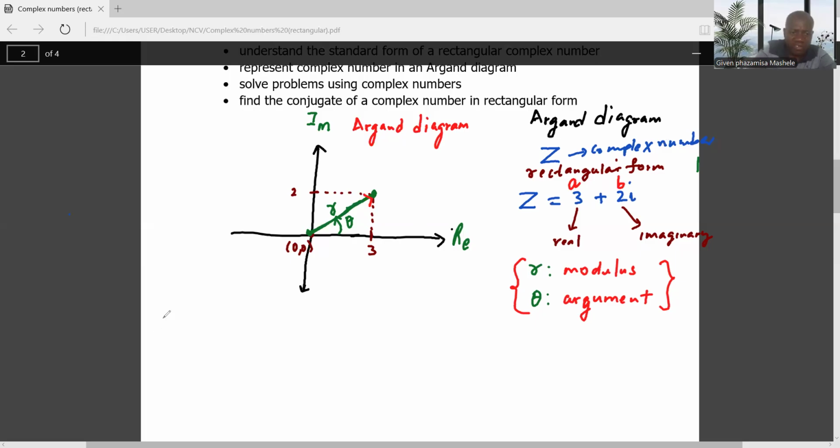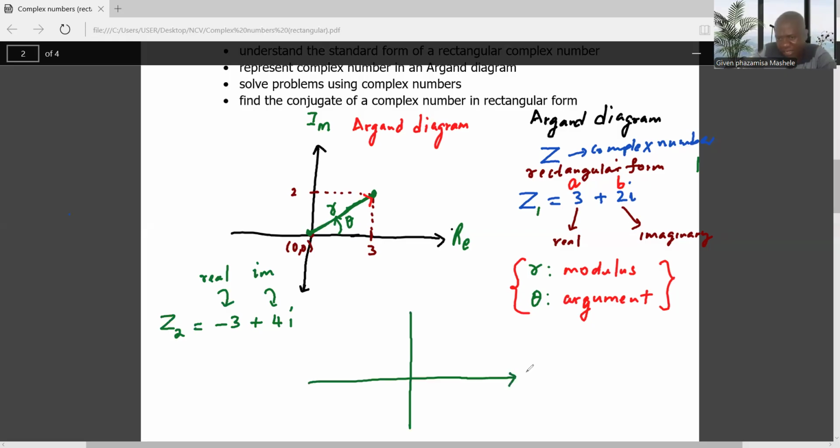Let's call this Z1. Let's call this Z2. Let's say we have -3 plus 4i, just an example. You need to be able to know which one is the real. This is the real, and this one is the imaginary part. So to represent these on an Argand diagram, we can still edit here or construct another one. Let's just construct another one here.